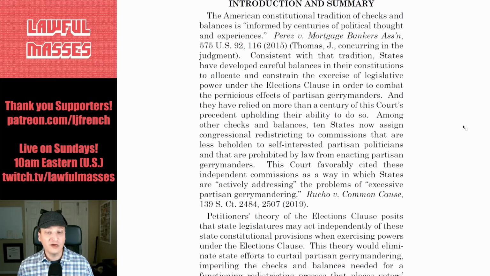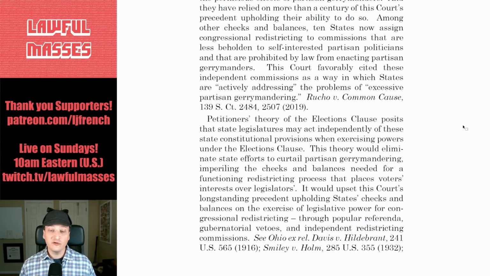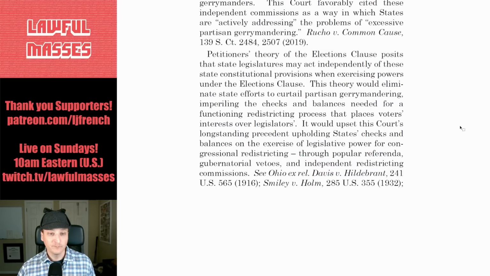Among other checks and balances, 10 states now assign congressional redistricting to commissions that are less beholden to self-interested partisan politicians and that are prohibited by law from enacting partisan gerrymanders. This court favorably cited these independent commissions as a way in which states are actively addressing the problems of excessive partisan gerrymandering in Rucho versus Common Cause in 2019.